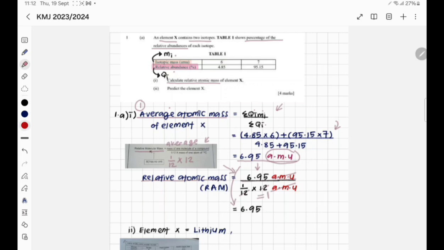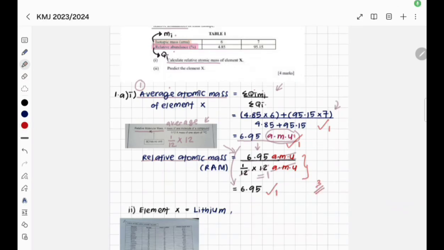So pemarkahan dia adalah first when we insert semua benda correctly, and then the next mark is for our average atomic mass answer with the unit, and finally when we show this and get our final answer, kita akan dapat 1 markah. So total for this first question is 3.